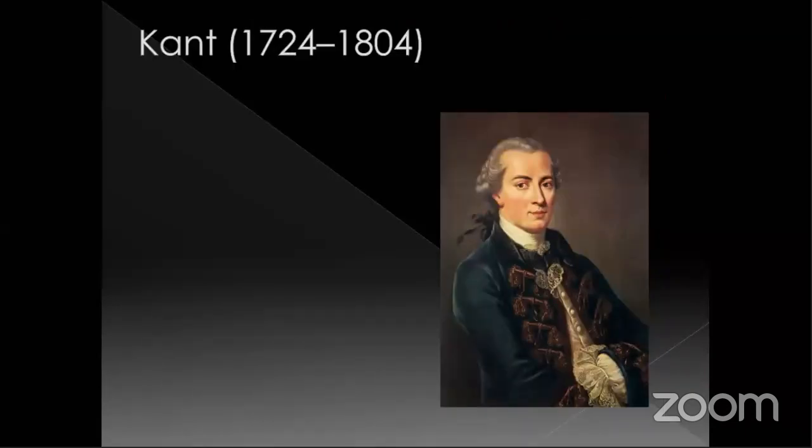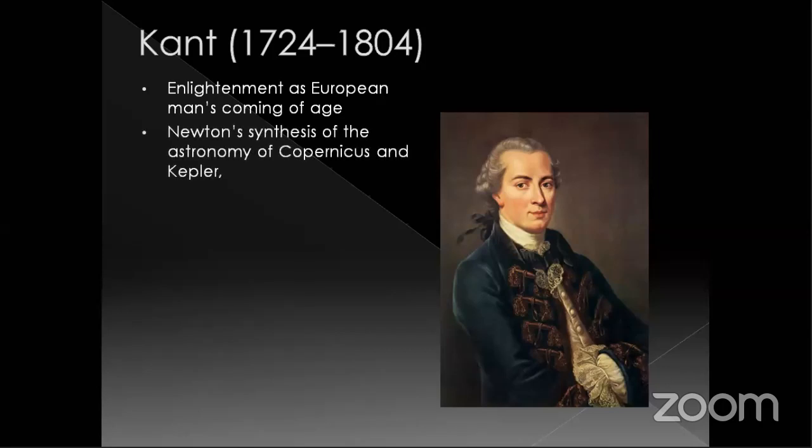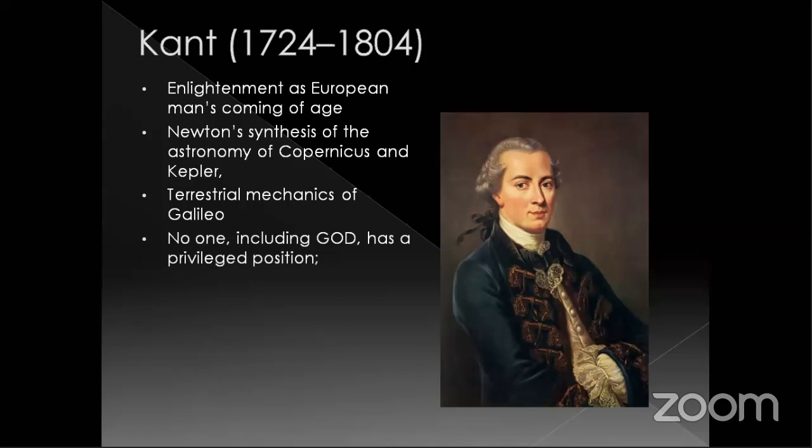This person came as a rescuer, Kant. With Kant, we call that Enlightenment European man's coming of age. Newton's synthesis of the astronomy of Copernicus and Kepler, and the terrestrial mechanics of Galileo. No one, including God, has a privileged position. That's the beginning of Kant.